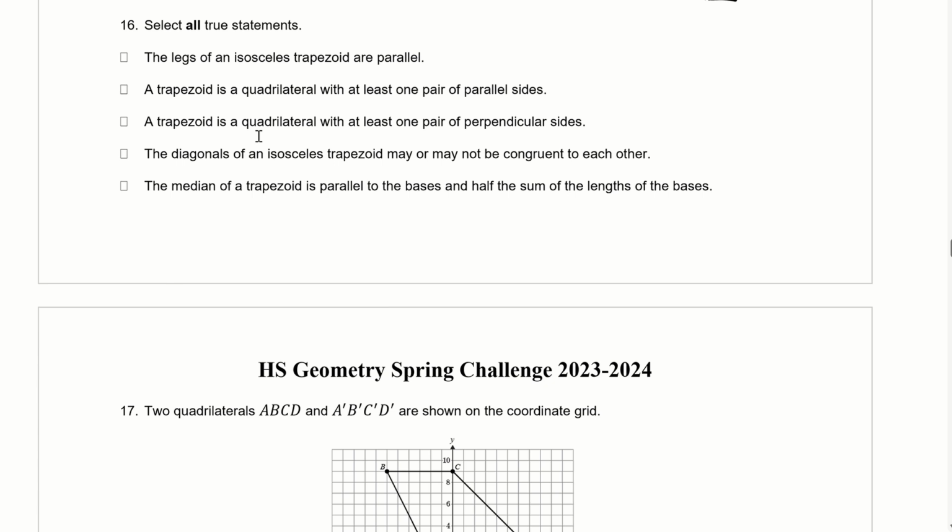So we're going to go over some more questions. Starting at number 16, select all true statements. The legs of an isosceles trapezoid are parallel. All right, so let's talk about that one first.